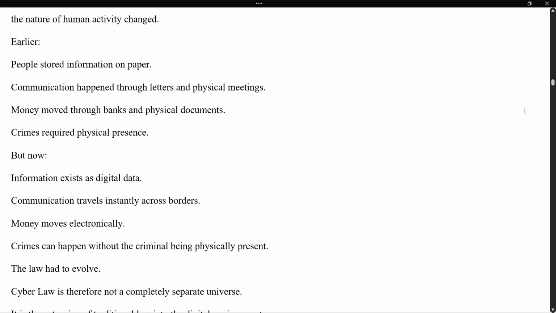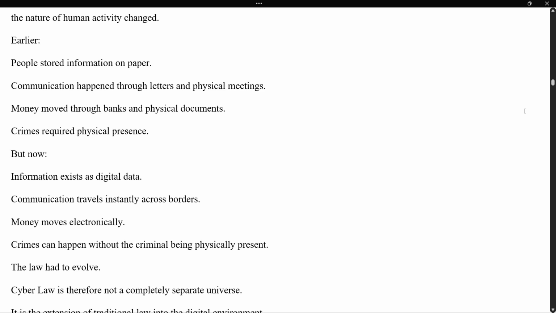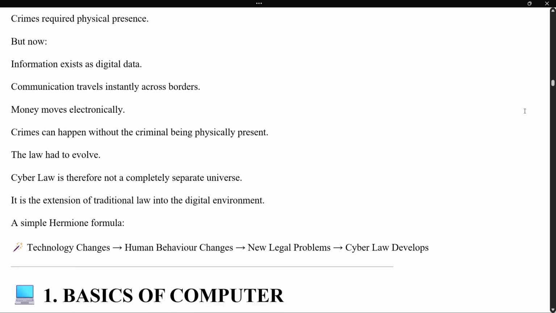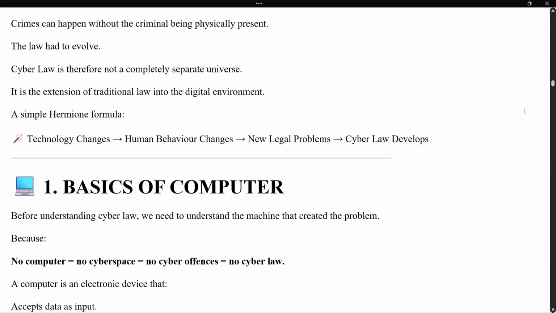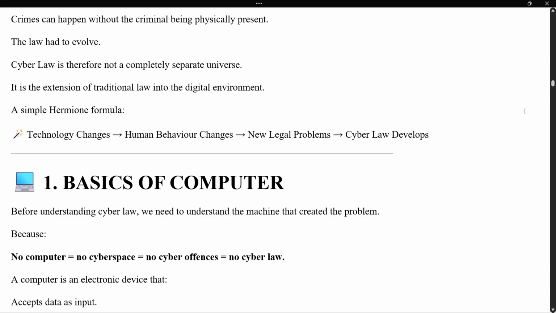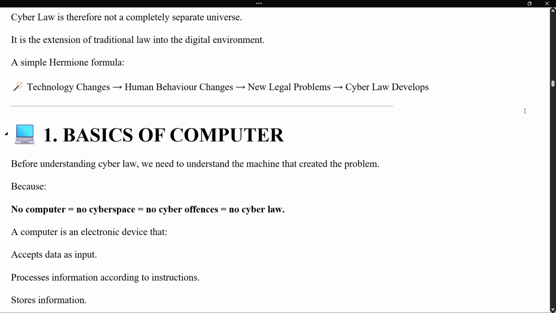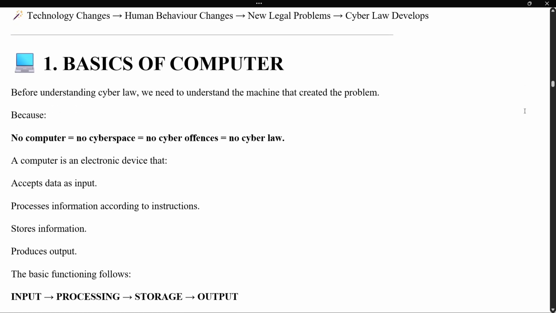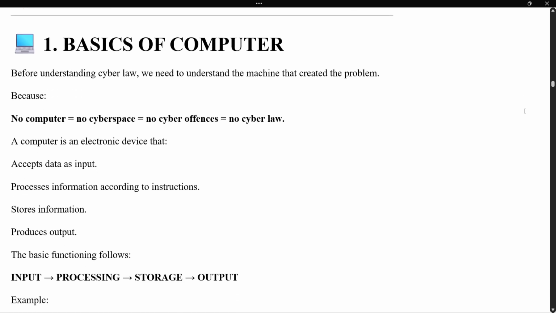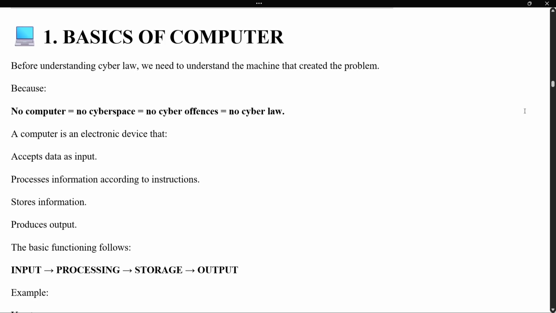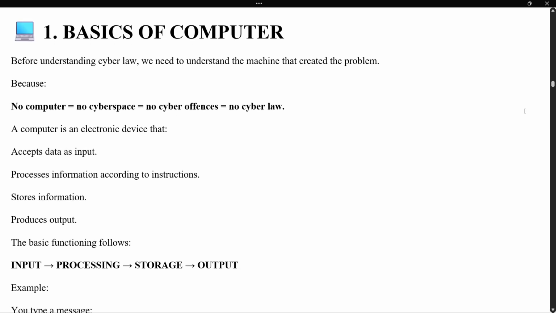Cyber law is therefore not a completely separate universe. It is the extension of traditional law into the digital environment. A simple Hermione formula: technology changes, human behavior changes, new legal problems, cyber law develops. 1. Basics of computer. Before understanding cyber law, we need to understand the machine that created the problem. Because no computer equals no cyberspace equals no cyber offenses equals no cyber law.